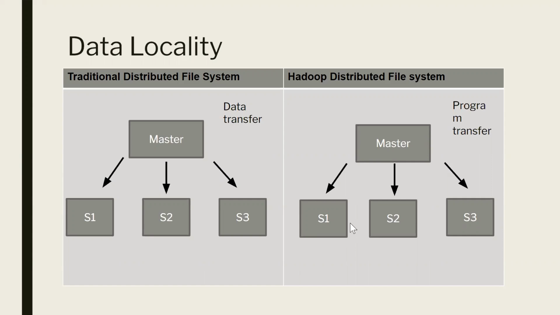Data locality means data is not traveling. It means data is on the same systems, residing where it was. In this traditional system, we are moving the data from master to slave, and there is a lot of data movement. Here, there is no data movement. Data movement is zero. Program movement is there.